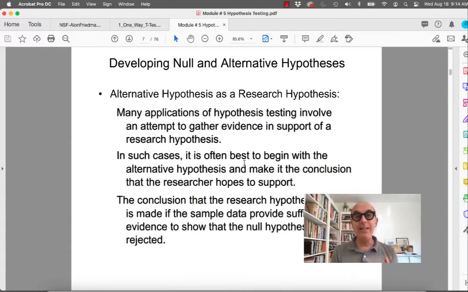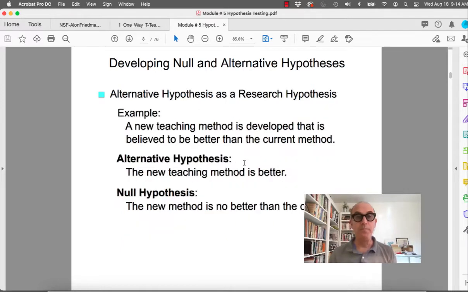So the alternative hypothesis is a research hypothesis. Many applications of hypothesis testing involve an attempt to gather evidence in support of the research hypothesis. And the conclusion that the research hypothesis is true is made if the sample data provide sufficient evidence to show that the null hypothesis can be rejected. So if we are rejecting the null hypothesis, that's when we can say that the alternative is true.